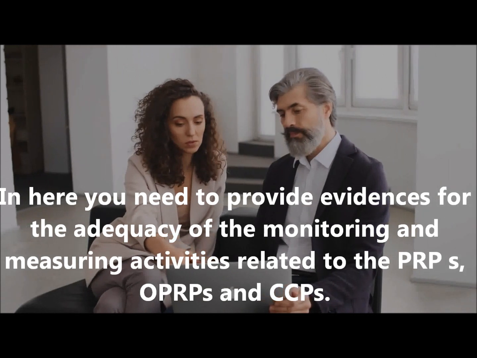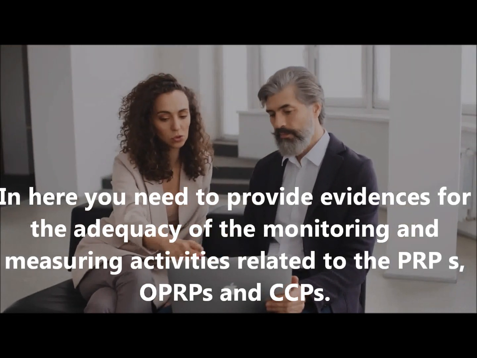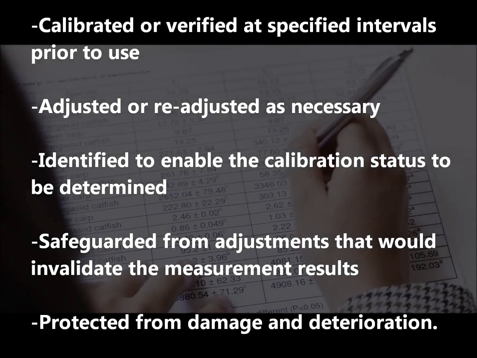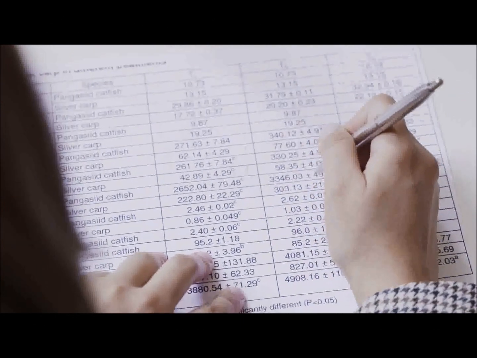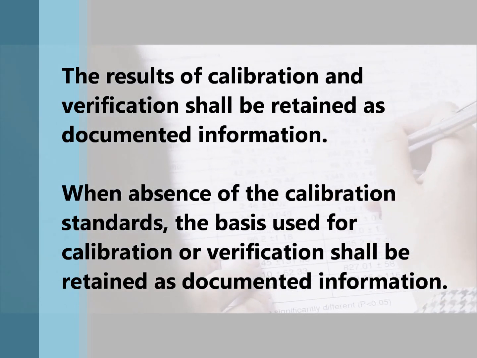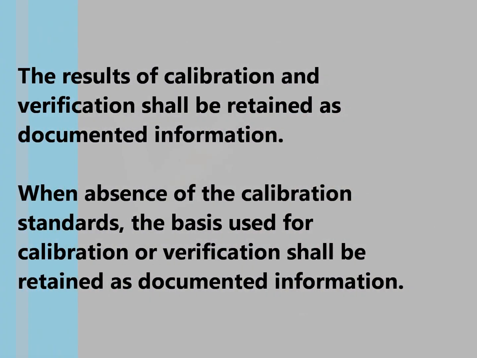Here you need to provide evidence for the adequacy of the monitoring and measuring activities related to the PRPs, OPRPs and CCPs. The monitoring and measuring equipment used should be calibrated or verified at specified intervals or prior to use, adjusted or readjusted as necessary, identified to enable the calibration status to be determined, safeguarded from adjustments that would invalidate the measurement results, and protected from damage and deterioration. The results of calibration and verification shall be retained as documented information. In the absence of calibration standards, the basis used for calibration or verification shall be retained as documented information.